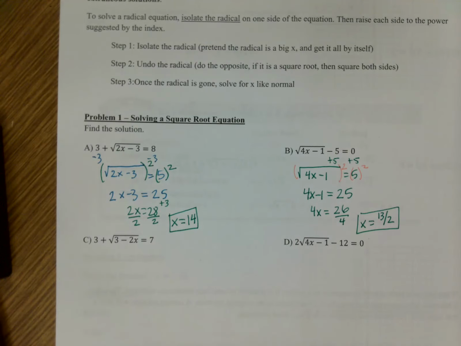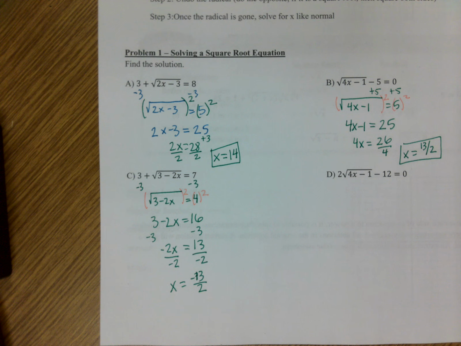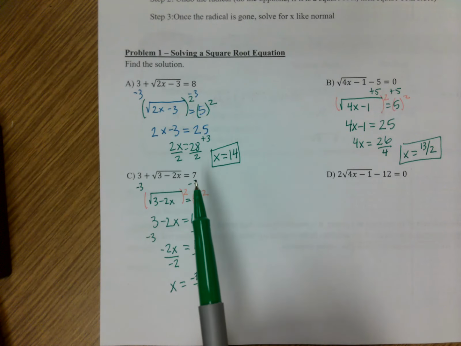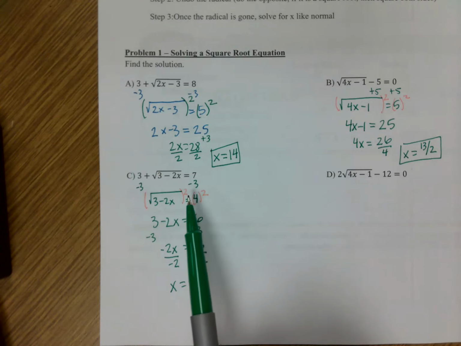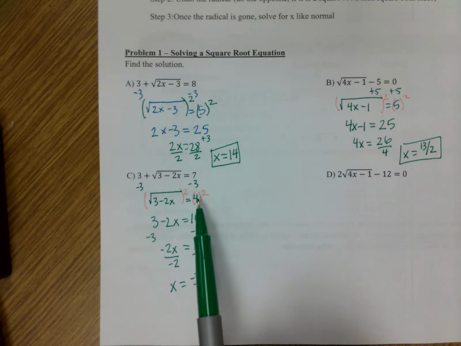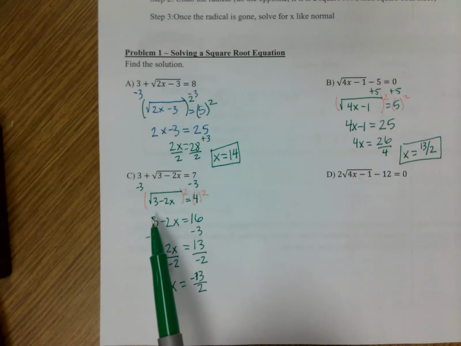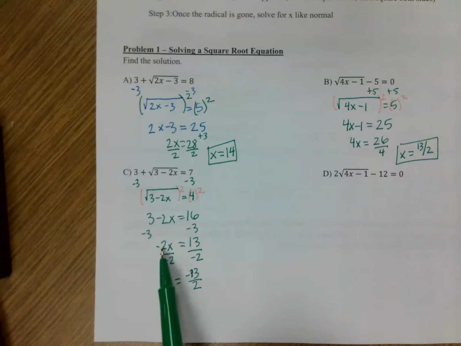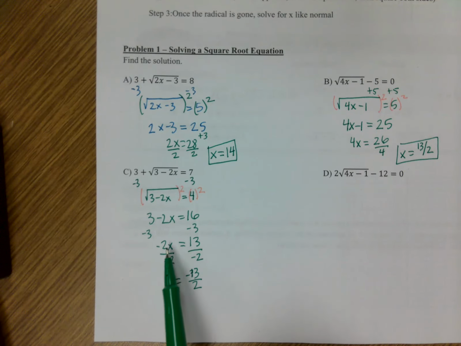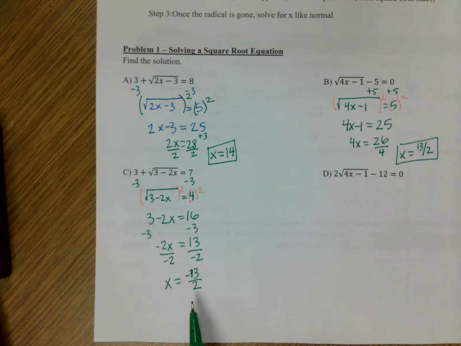I want you to pause the video and try to do C by yourself. So my first step is moving over this 3. So 7 take away 3 is 4. Undoing this root, so you're going to square both sides. 4 squared is 16. This right here, I subtract this 3. Don't forget this subtraction needs to go with that 2. So that subtraction stays with that 2. Now I divide, because the opposite of multiplying is divide by negative 2. Again, you can still plug it in.